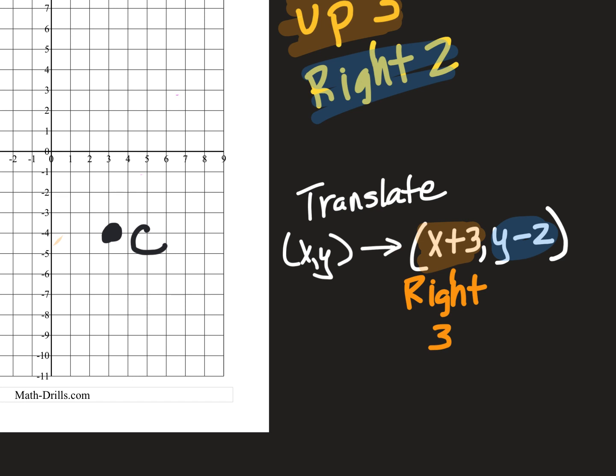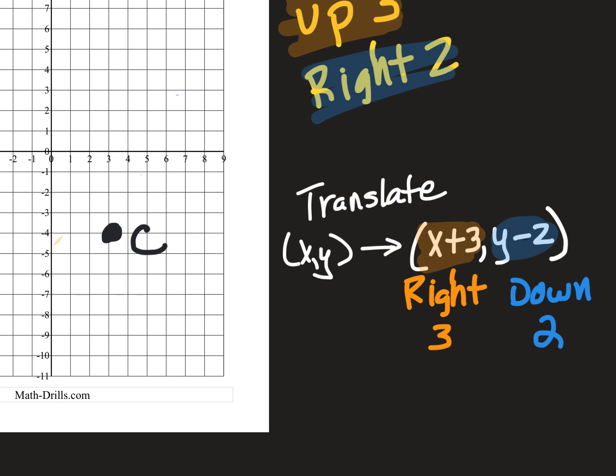So this is a shortcut for saying take coordinate C and translate it 3 to the right and then down 2. So everybody take just a second, jot down where you think that other coordinate is going to go after we translate it to the right 3 and down 2.